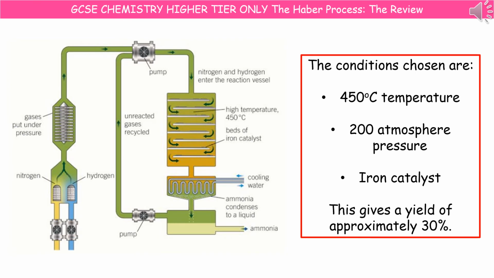For those of you doing the higher tier GCSE chemistry, you need to know the intricacies of the Haber process. So as we've said, it takes nitrogen and hydrogen as gases and then it converts them into ammonia. So to do this we need 3 conditions: 450 degrees Celsius, 200 atmospheres and an iron catalyst.